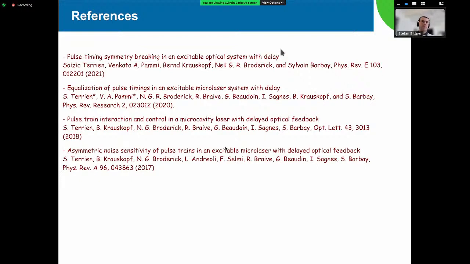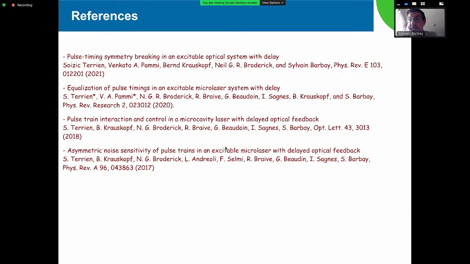Okay, I have maybe one question. You showed that you have a multi-stability between a different number of pulses. I suppose there is a limit of the maximum number of pulses you can fit into the system. Do you have an idea what the practical limits of that are?